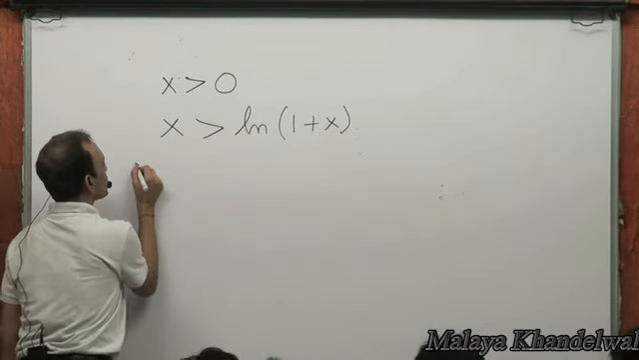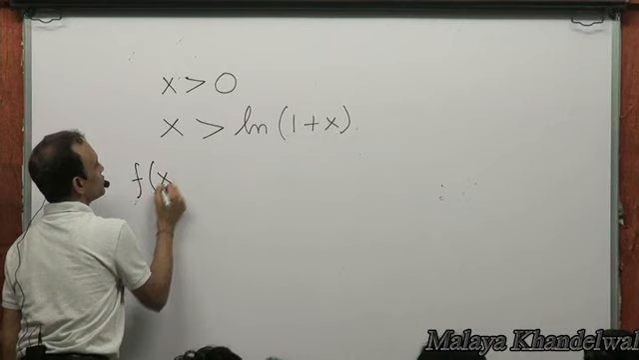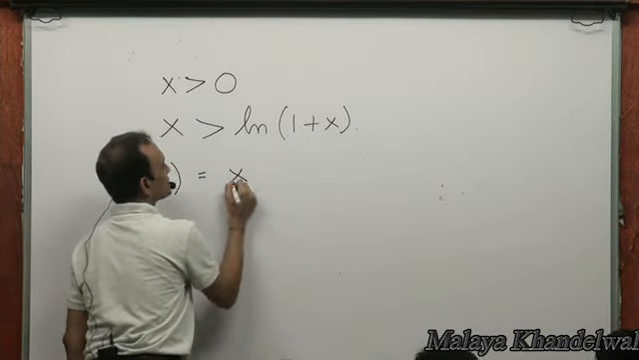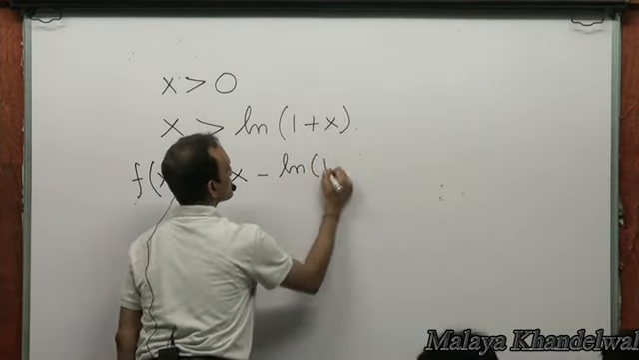Say for x greater than 0, x must be greater than ln 1 plus x. For x greater than 0, x must be greater than ln 1 plus x. Again, let me construct a function f x, which is x minus ln 1 plus x.